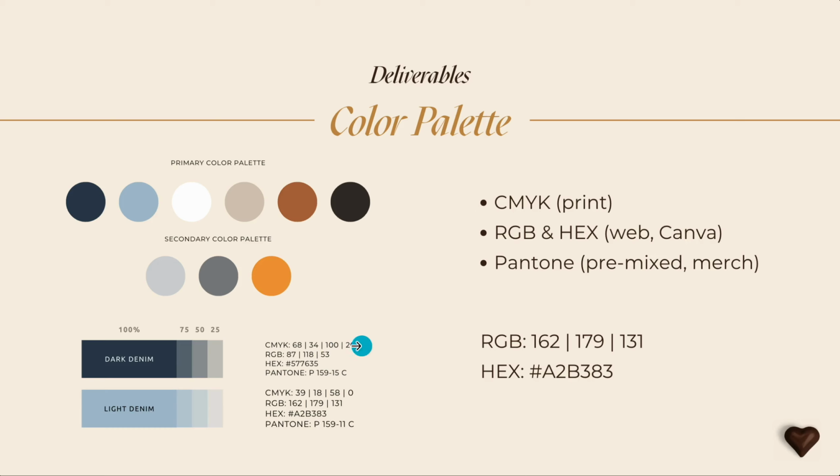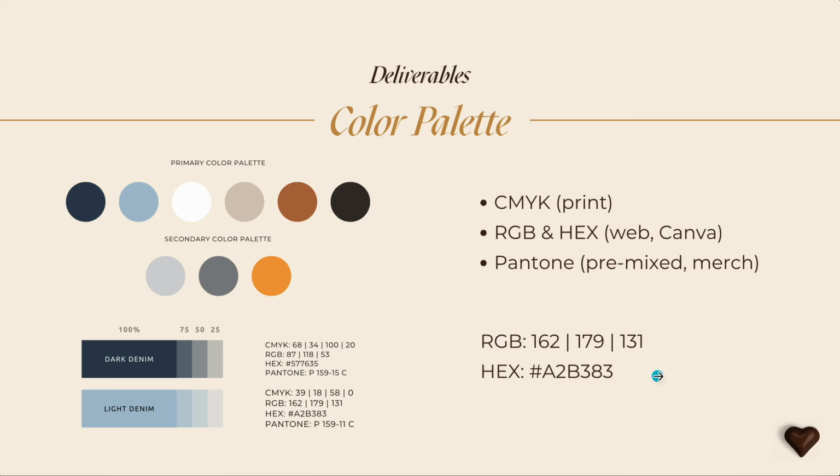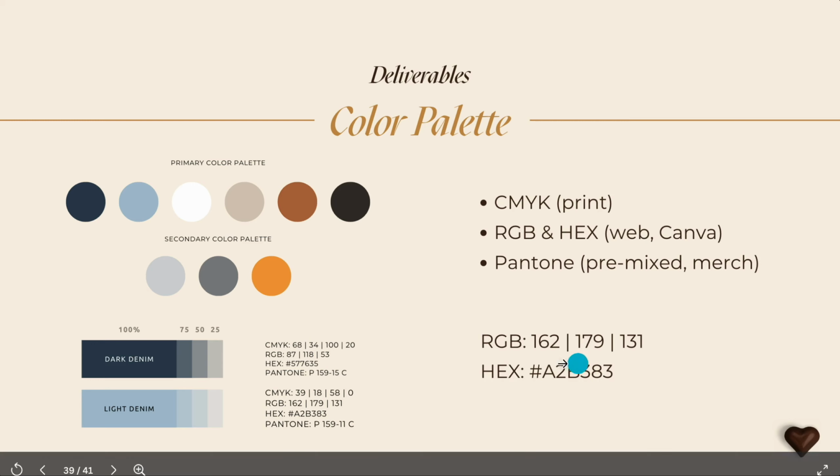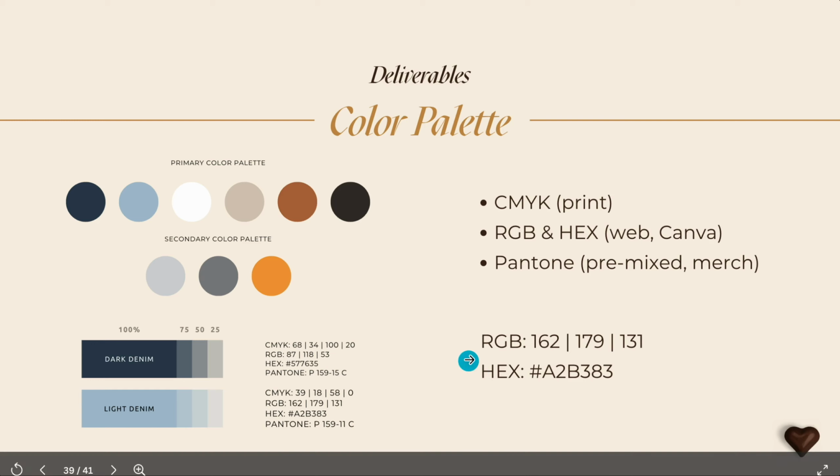You get 4 numbers usually for C, M, Y, and K. You want RGB and/or hex codes for web and Canva. So RGB is 3 colors for R, G, and B, and the hex code is basically the same thing, just in a different system. But in Canva, it's easier to use the hex system.